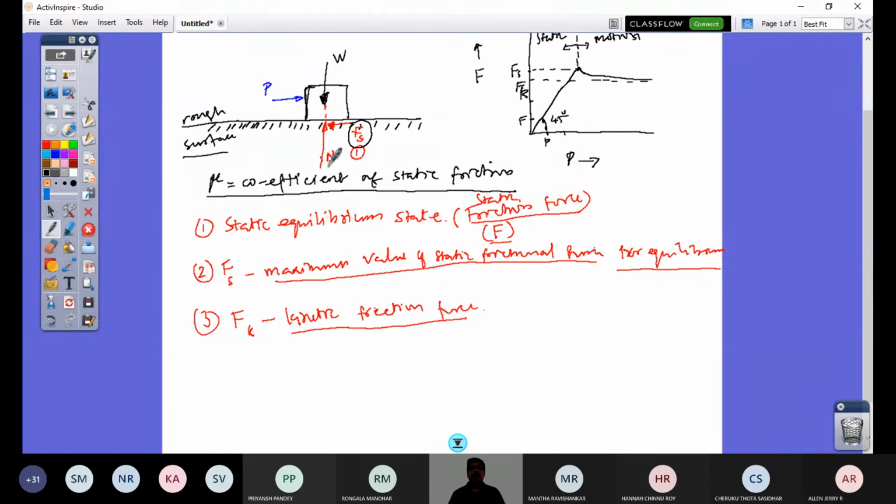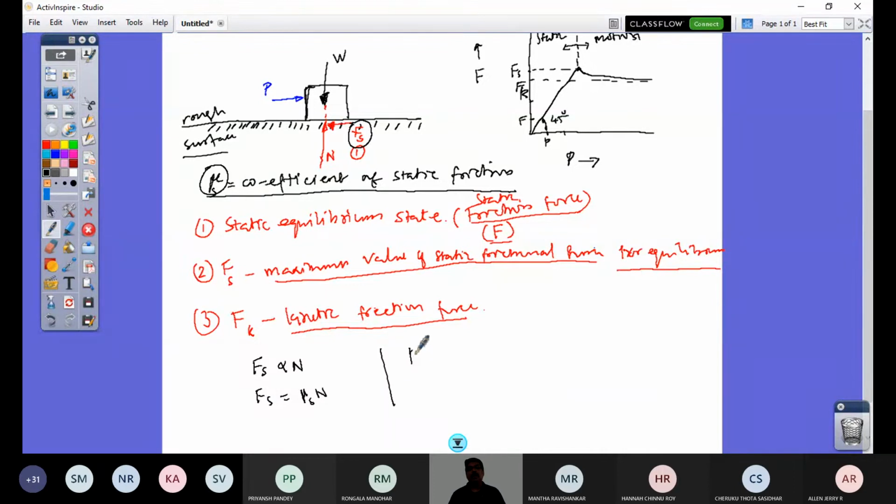proportional to this normal. This Fs value is proportional to this normal, and this proportionality constant is now your mu. What is mu? It's the coefficient of static friction. So let us have that with the subscript, mu s. When I say mu s, you also have mu k. So this Fs would be equal to mu s times N.